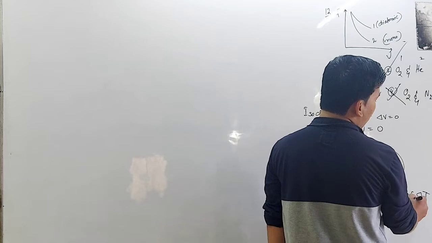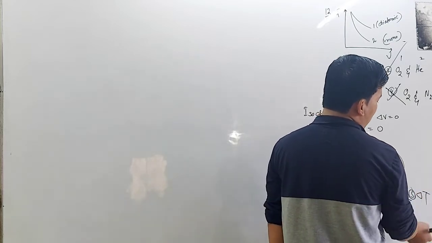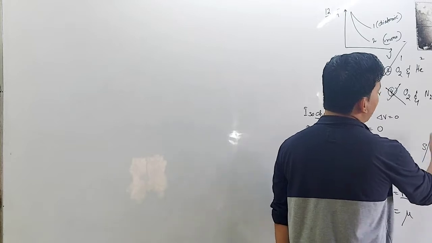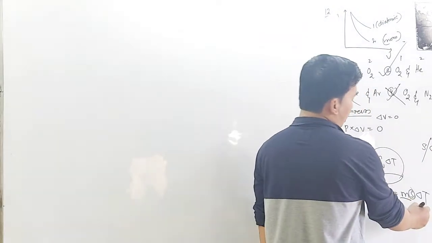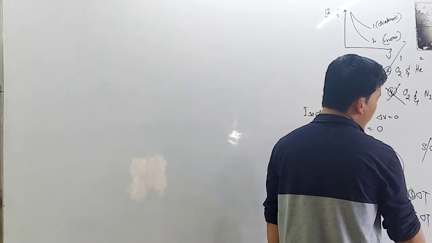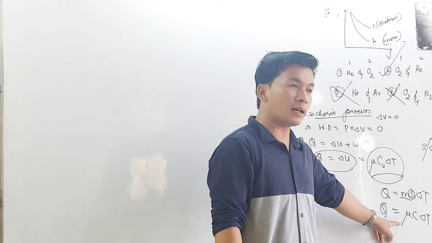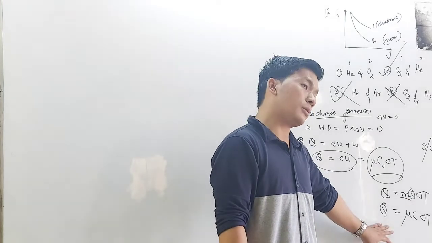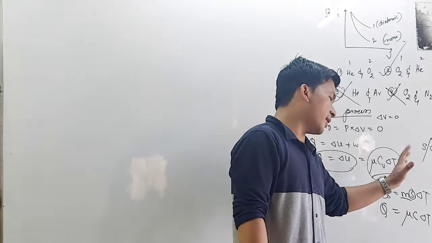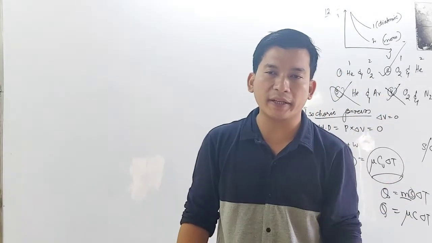Instead of mass, we take mu. Specific heat is sometimes denoted by S or C. Q equals mu C delta T. Do you get the concept here? How to remember the formula? Take a simple example: 1 gram, or 5 grams.